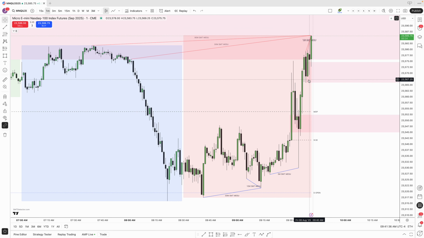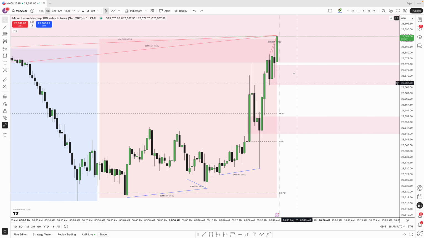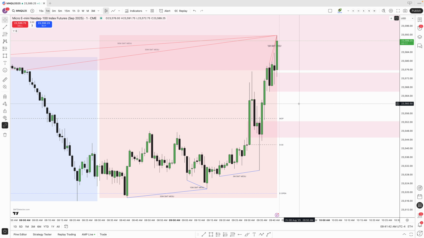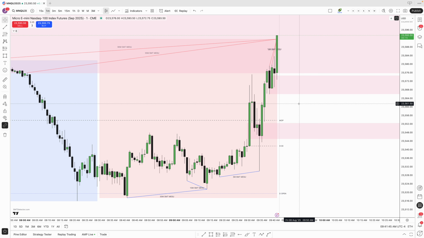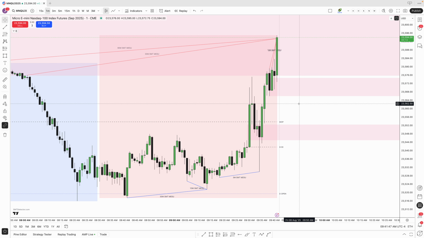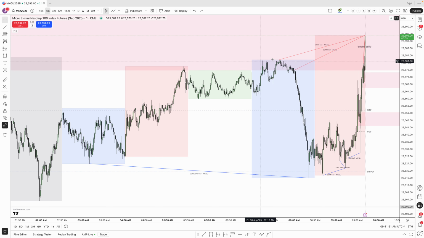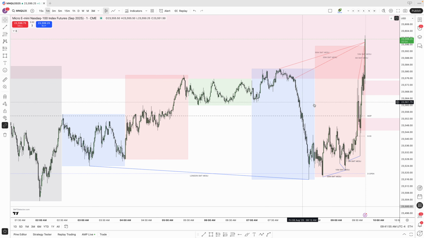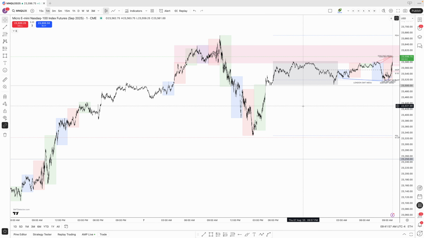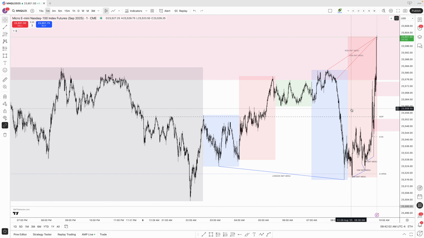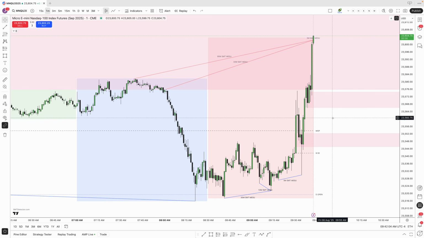Okay, made a new high. Still have SMT. And we have completed the buy model. Okay, taking the high of the day. We no longer have the Asia high SMT, but we do have cycle SMT for now. Looks like longs are really starting to pick up here.